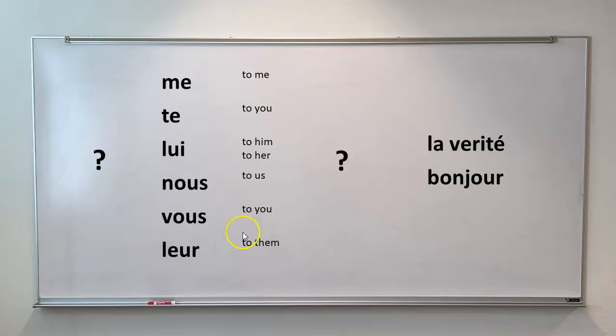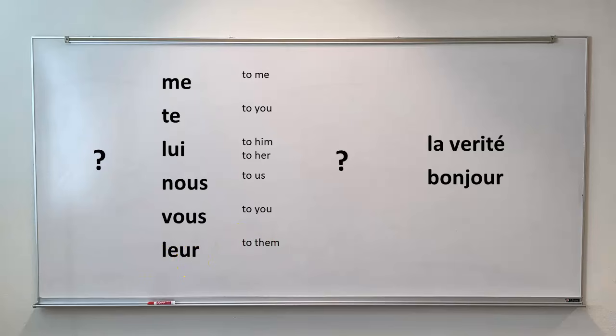Well, what are they in French? Well, here they are, right next to the English counterparts. So to me in French is me. To you, the informal to you, is te. To him or to her is lui. To us is nous. To you, the formal you in French, is vous. And to them is leur.